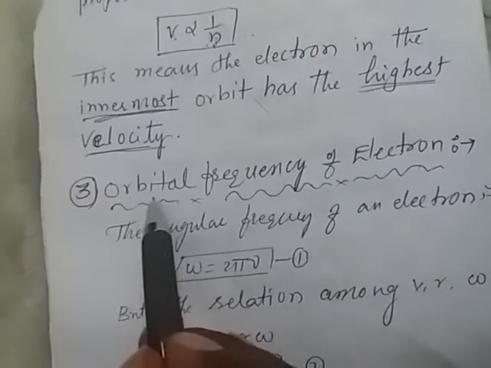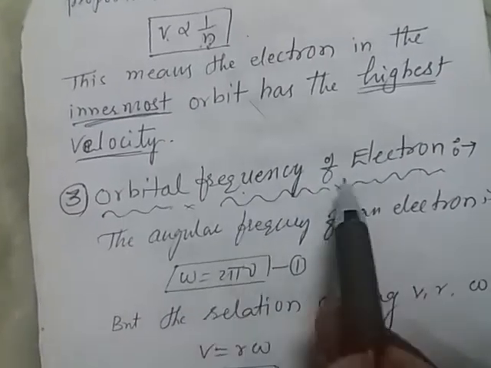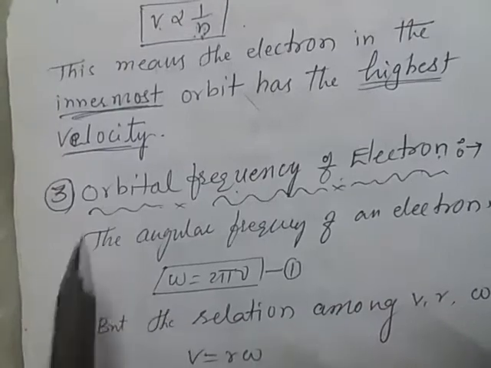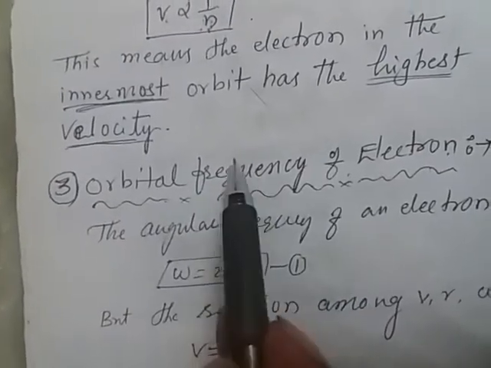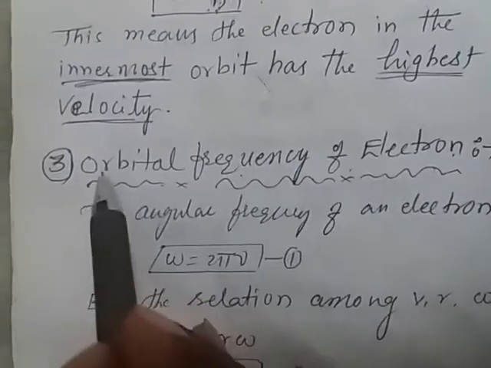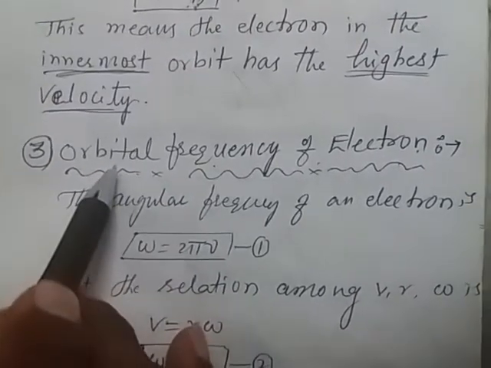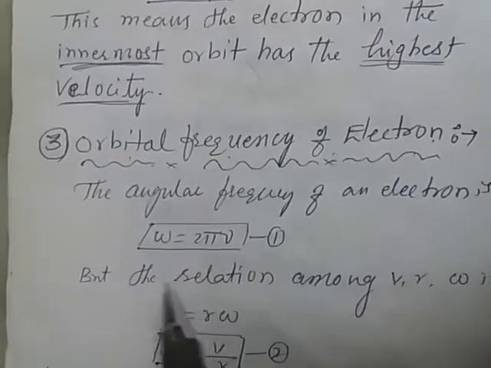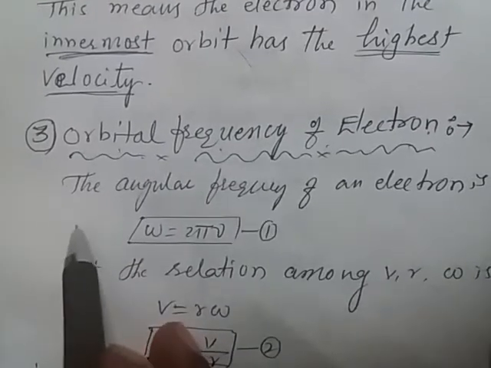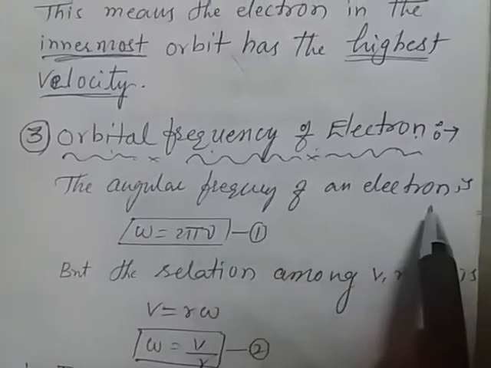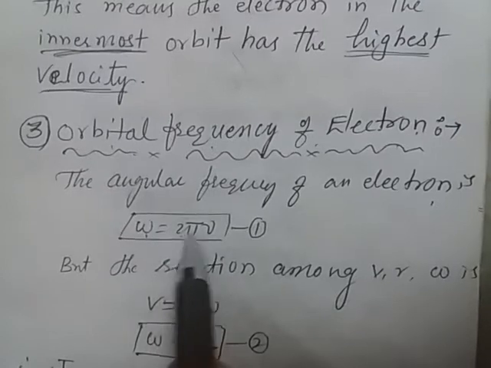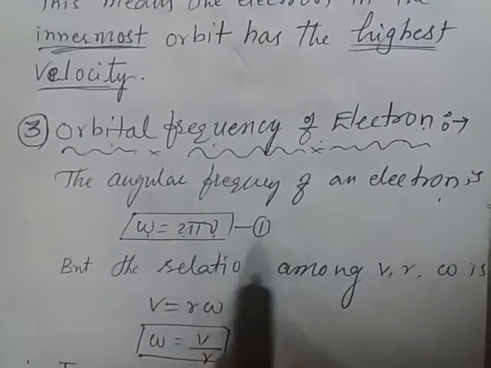It is represented by the orbital frequency of the electron. So, what is the frequency at which the electron revolves around in a circular path of a nucleus? Now we have determined this value: the angular frequency of the electron is omega equal to 2 pi nu. Already we know this, students.